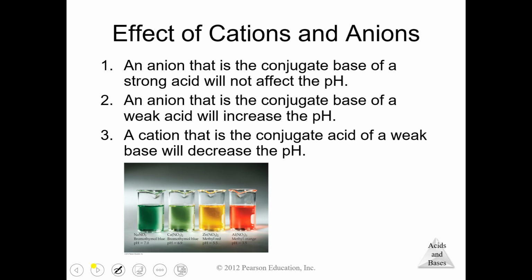So when we talk about the effect of cations and anions, we know that the anion that is the conjugate base of a strong acid does not affect the pH. By the way, numbers 1, 2, and 3, you need to memorize like you know how to add 2 + 2. The anion that is a conjugate base of a weak acid increases the pH.